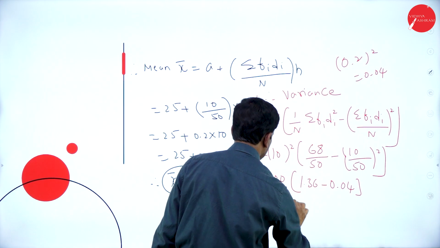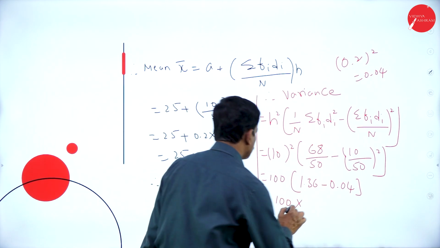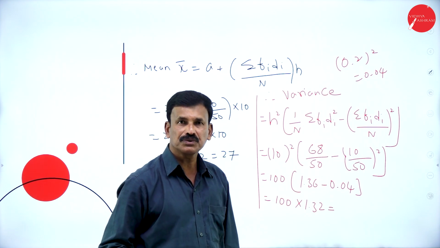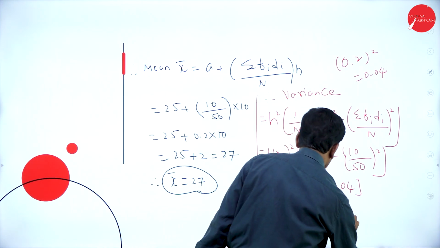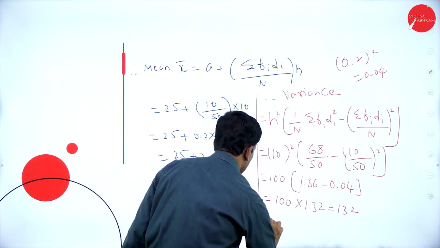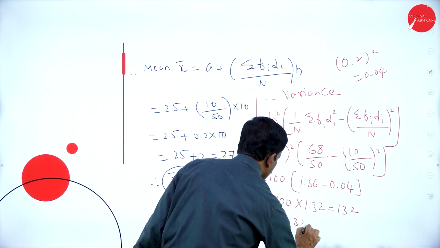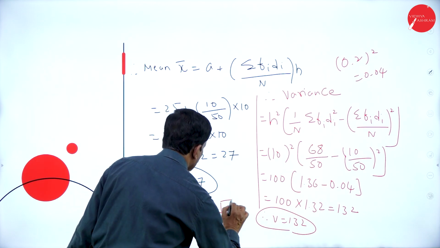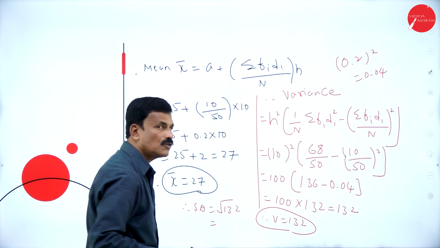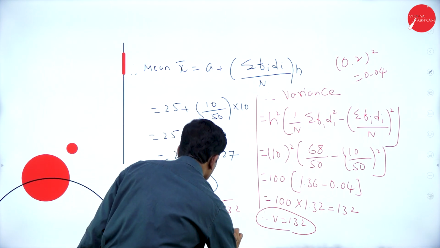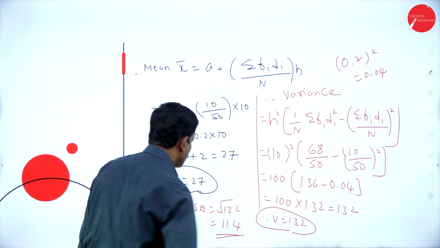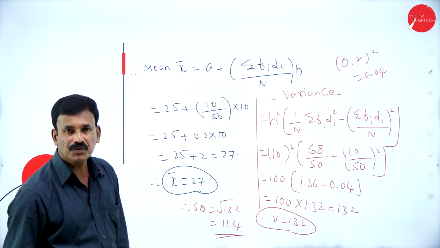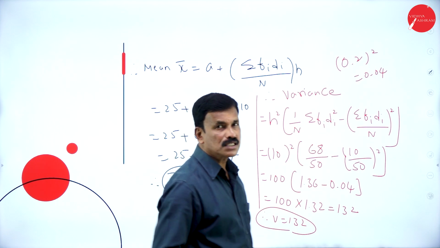Simplify this, it is 100 into 1.32. So what is 100 into 1.32? 132. That's it. So variance is equal to 132. Now the standard deviation is given by the square root of 132. What is this equal to? 11.4. So therefore the standard deviation is 11.4. Very important problem. Hope you followed. Right. Now move on to the next problem.